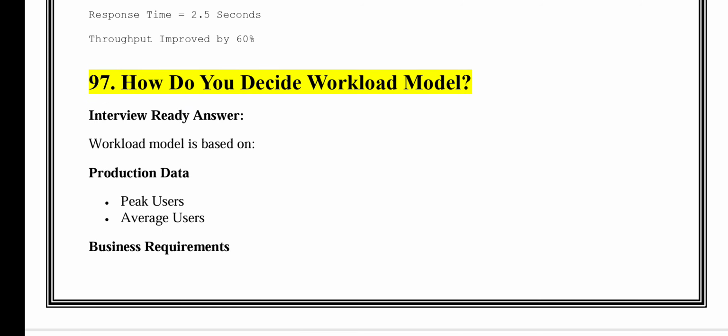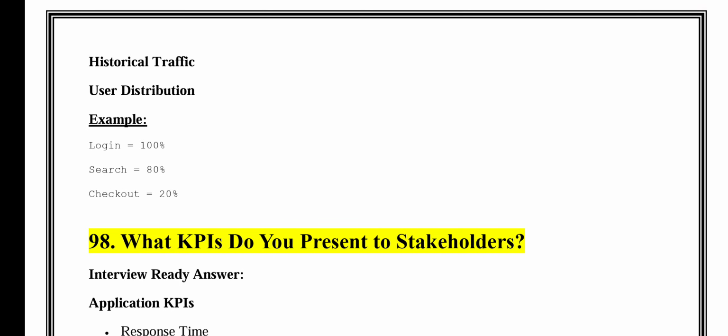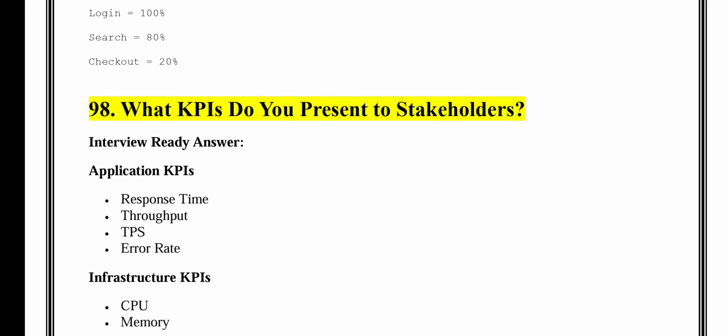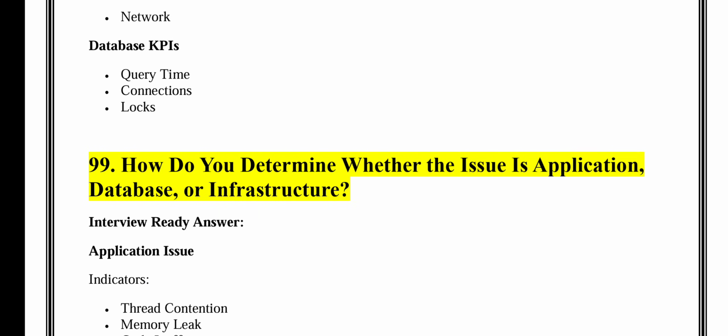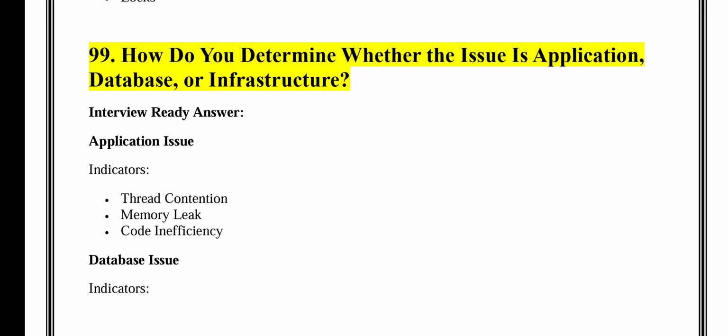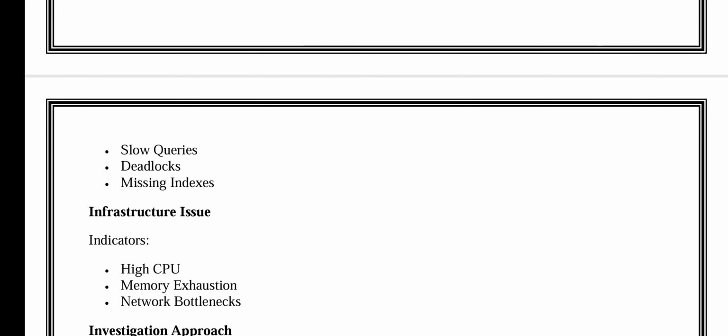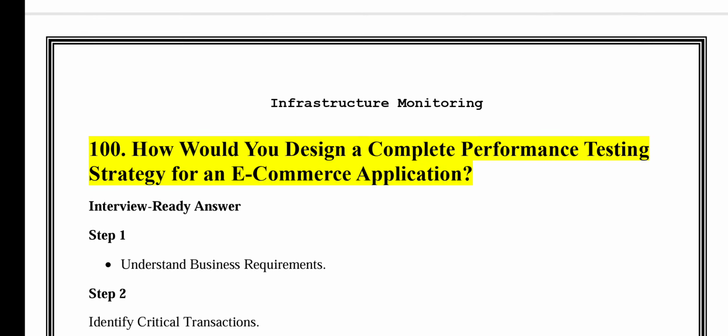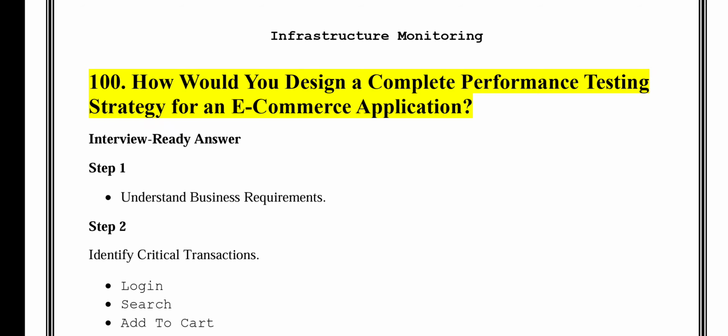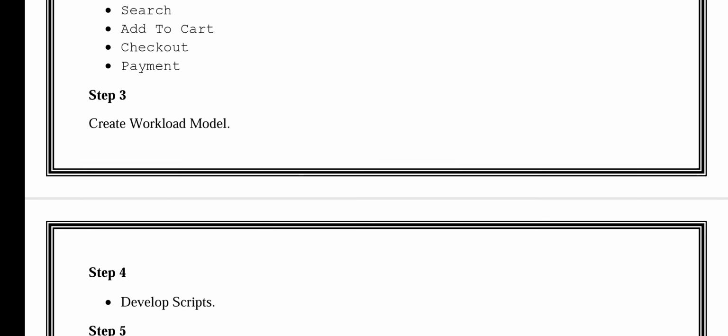How do you decide workload model? What KPIs do you present to stakeholders? How do you determine whether the issue is in the application or database or infrastructure? How would you design a complete performance testing strategy for an e-commerce application?